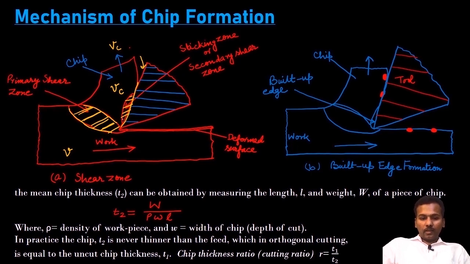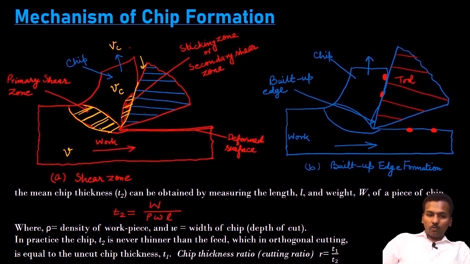Here the sticking will be more if the temperature is very high or the friction is very high. So here the chip is flowing. This is the mechanism of how the undeformed workpiece material is converted into the deformed chip. There is a certain practical way by which you can calculate the chip thickness.